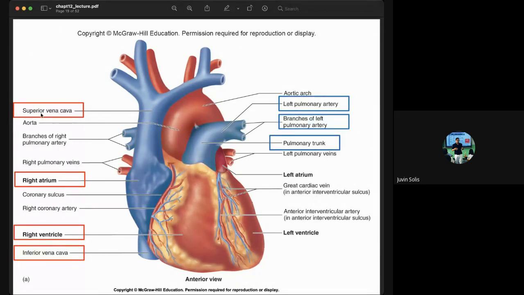If it's superior, it means sa may taas, and inferior, it means sa may baba. So these are your great veins na tinatawag natin. The one on the upper part, that is what we call your superior vena cava. And the one on the lower part, this is what we call your inferior vena cava. Okay, and here, as you can see here, they are branching out.